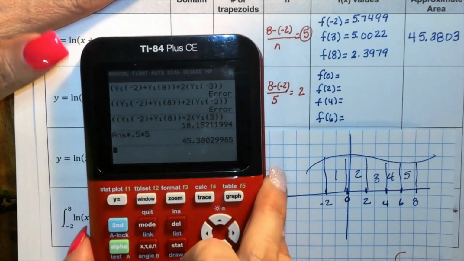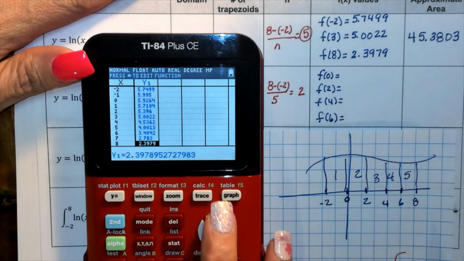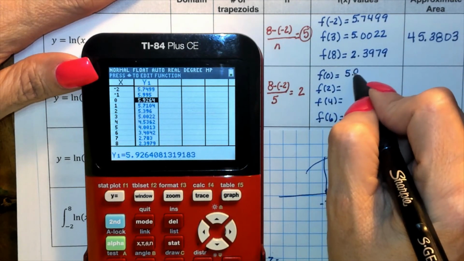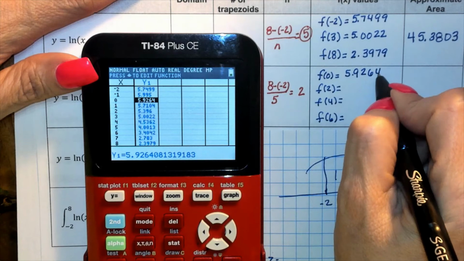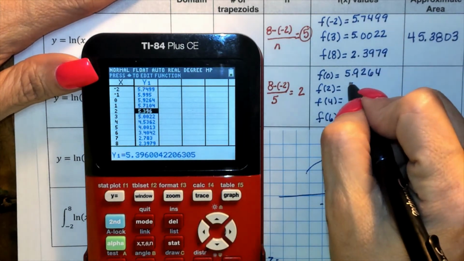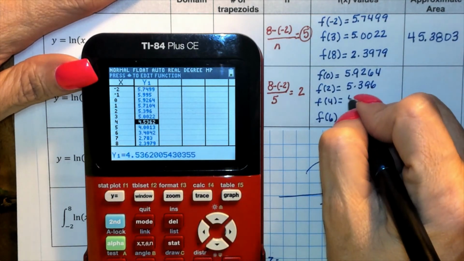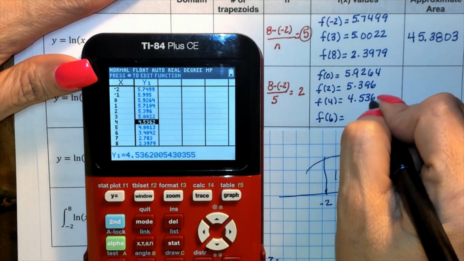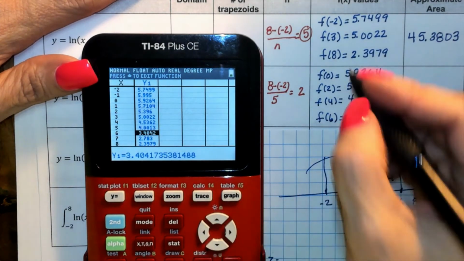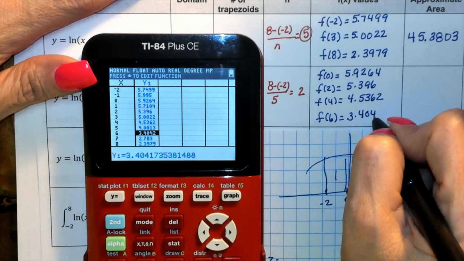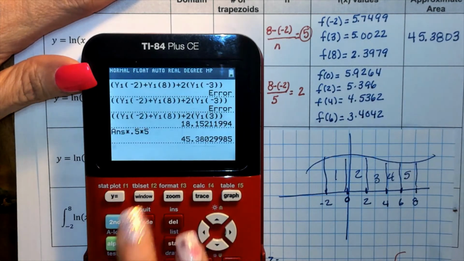Okay, so this time I'm going to do alpha y equals, and we're going to go to 0, which is 5.9264. F of 2 is 5.396. F of 4 is 4.5362. F of 6, 3.4042.